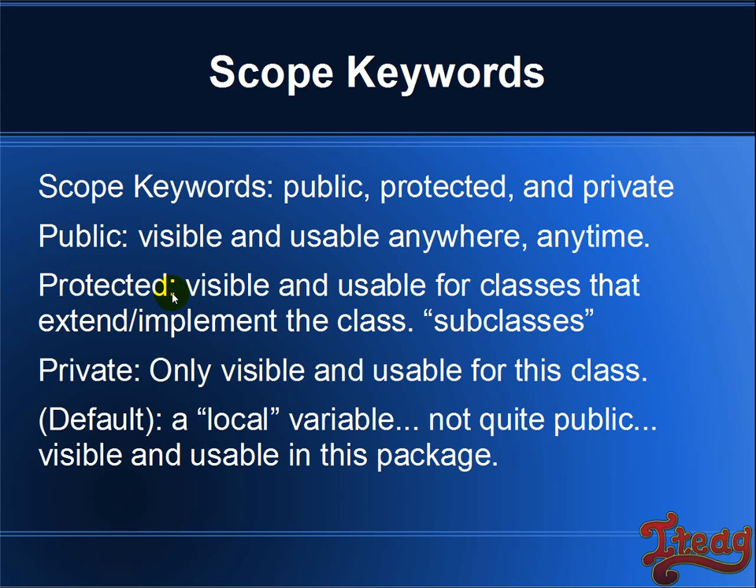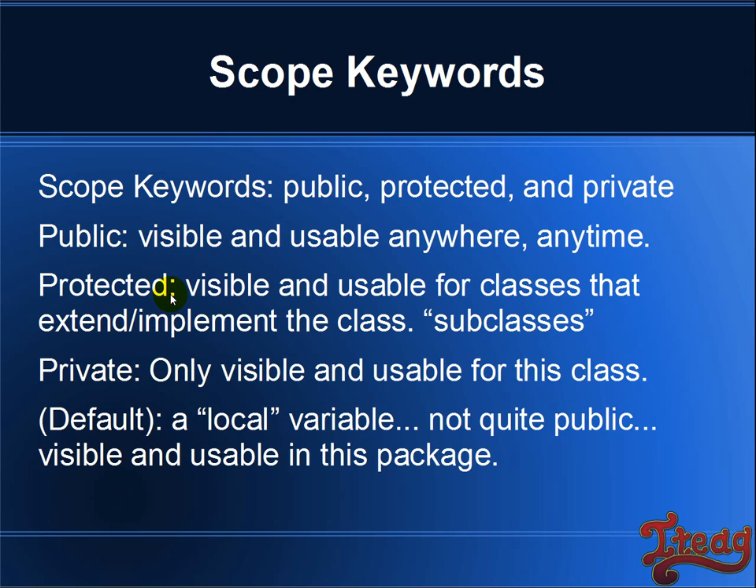Protected. Okay, this is okay. We're no longer at the package level check. All right, package level. So default, a local variable. All right, not quite public. Visible and usable in this package, however, or in this class, or whatnot. Well, it's not visible once the package is built. That's it. All the stuff inside of the package can use it, but once the package is built, that's it.